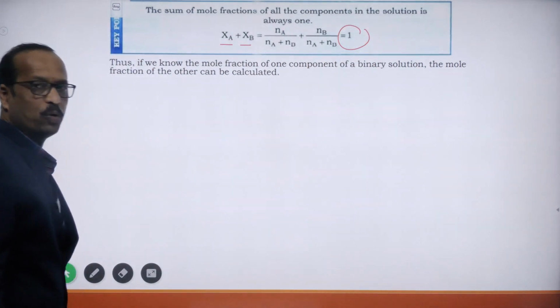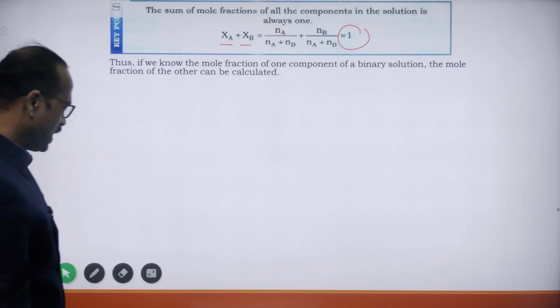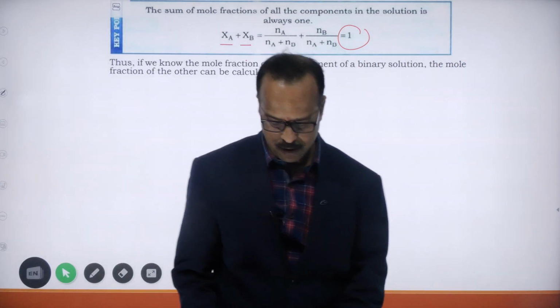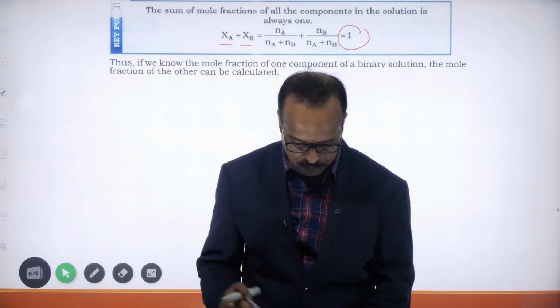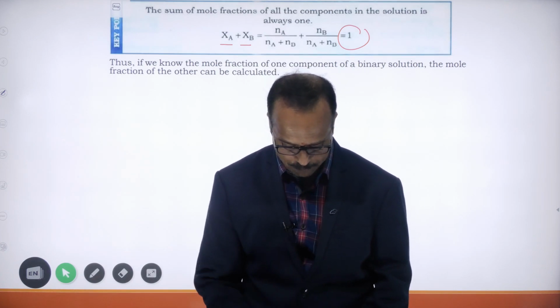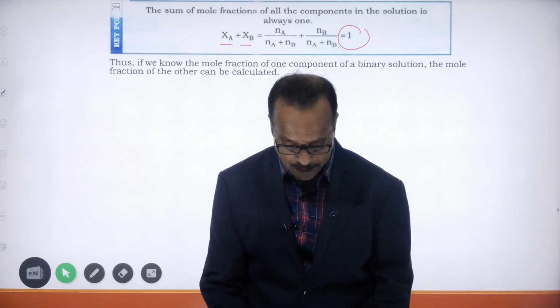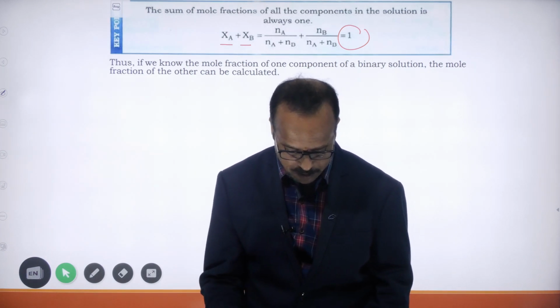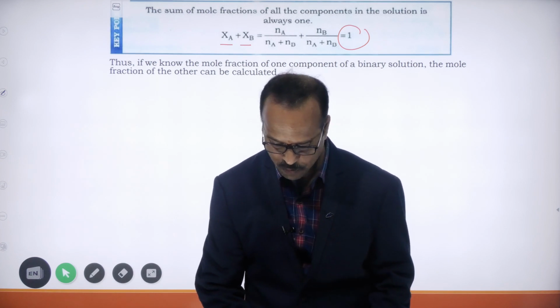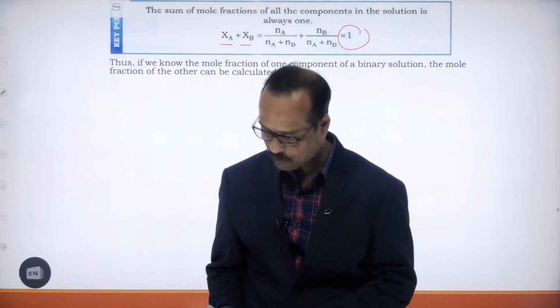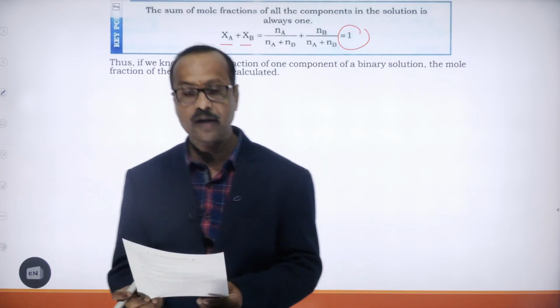So this is about the mole fraction, a very simple method. Now students, I'll explain some problems from your material. You can see mole fraction in your material on page number 37. If you open page number 37, you have the definition of mole fraction.